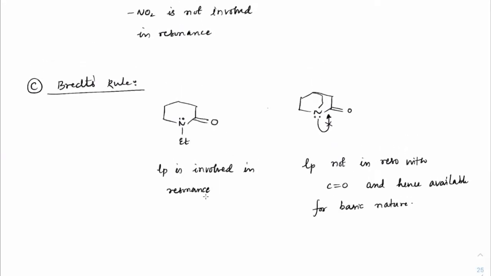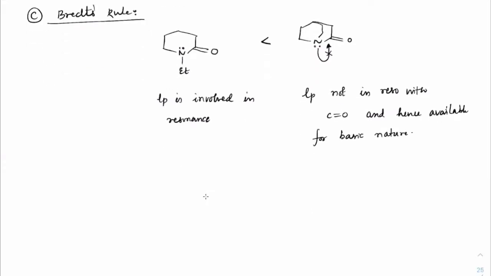So which is more basic in this case? The second one is more basic. So Bredt's rule tells us that the lone pair present on the bridged atom will not be involved in any form of resonance. Got it? It will always be localized. That is what Bredt's rule tells us. Make a note, everyone.